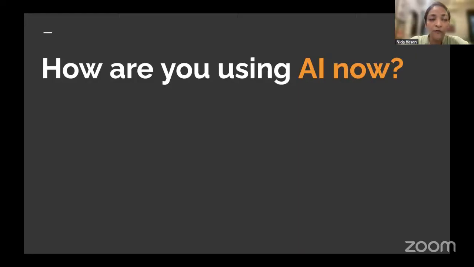And the majority of us are very comfortable with ChatGPT when it comes to AI. And then we move on to other AI models like Grok, Gemini, Claude. Different models are being used by different teachers.